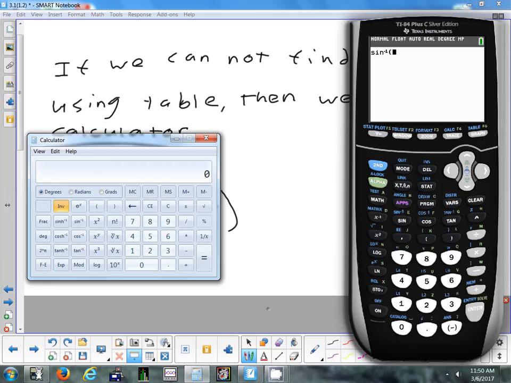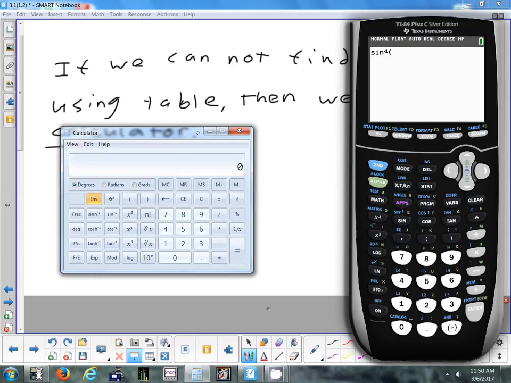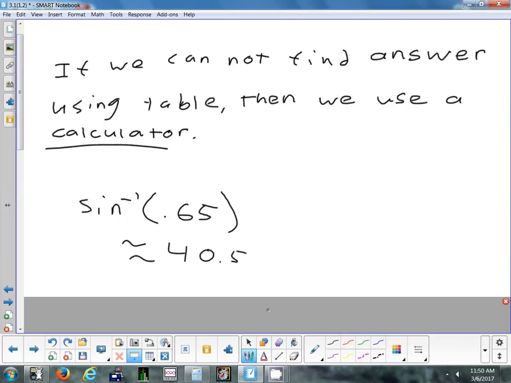All right, so now I'm typing in the inverse sine of 0.65, close parenthesis, hit enter. If your calculator is in degrees, you should get 40.54 degrees. So earlier somebody asked me about the rounding. This is where we're going to round to 2 decimal places.